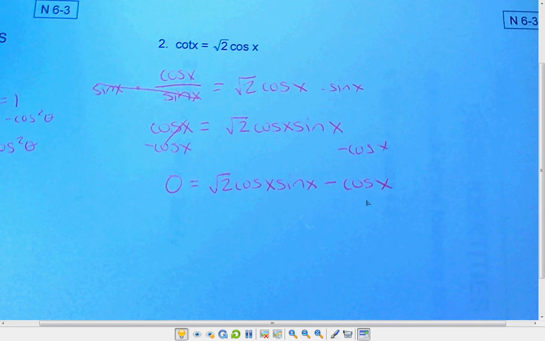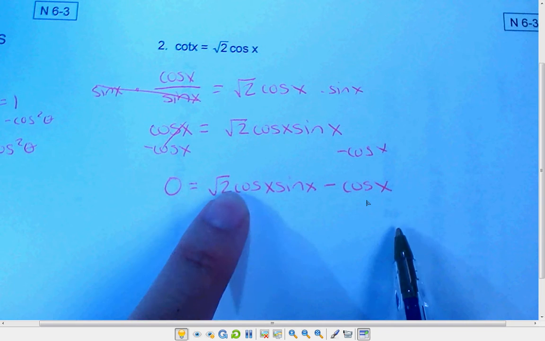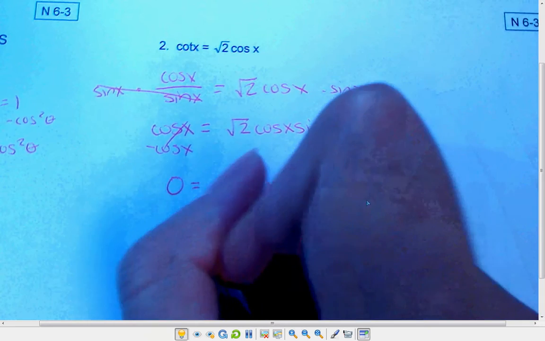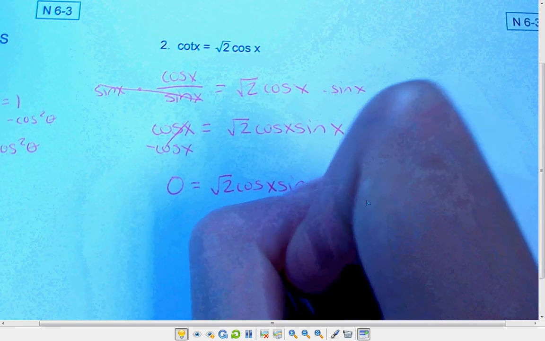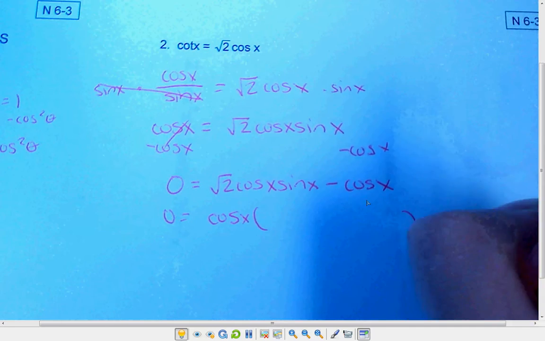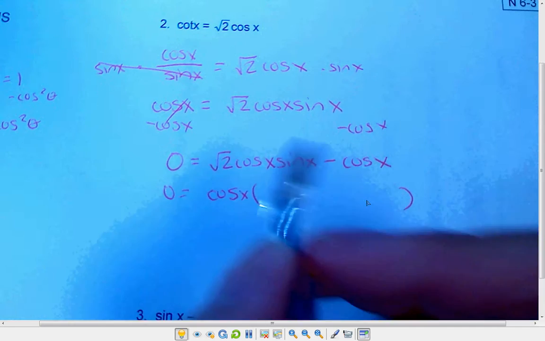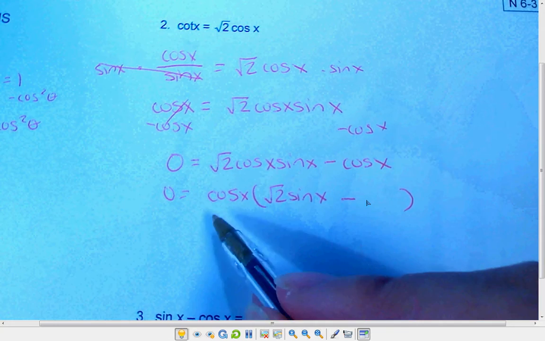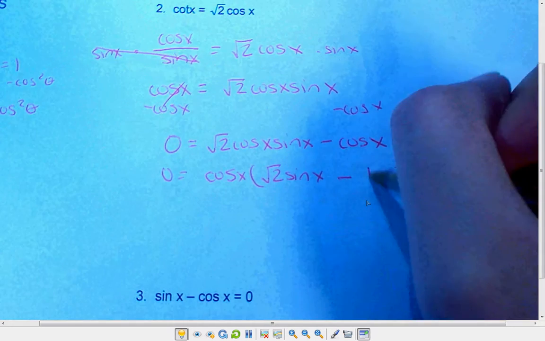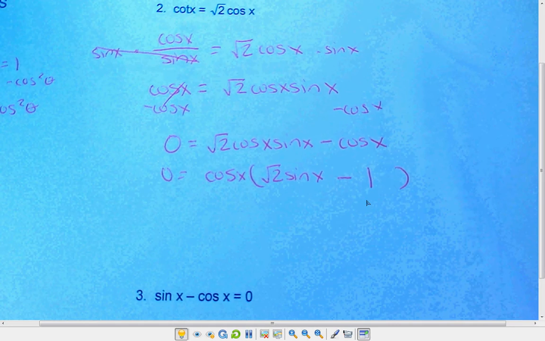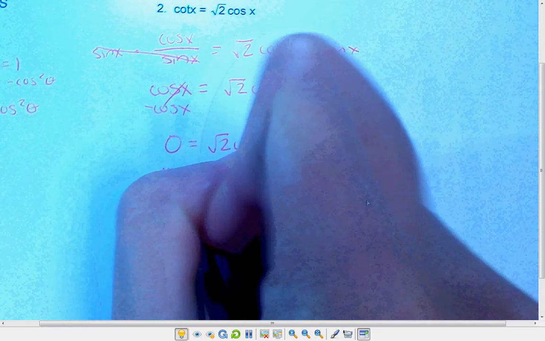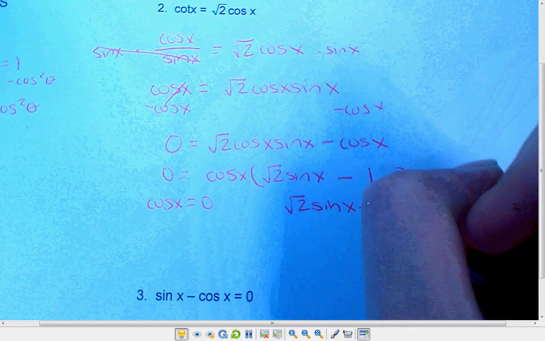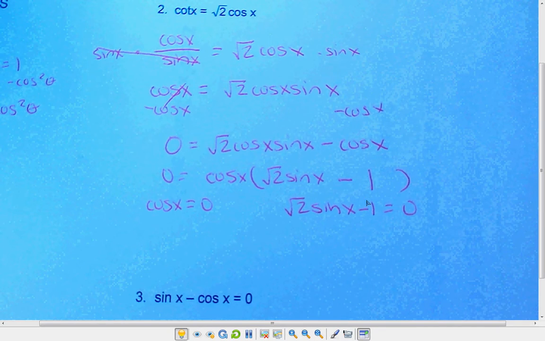And again, this should look familiar. There's 2 terms. We want to see if there's something we can divide out of both of them. We can take out a cosine. So when we divide a cosine out of both of them, this one's left with √2 sine of x minus cosine x divided by cosine x leaves us with just 1. So just like before, we're going to split them up into 2 separate terms. We have cosine x equals 0, √2 sine x minus 1 equals 0, and we're going to solve each of them.